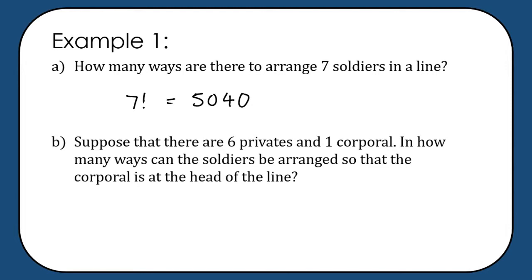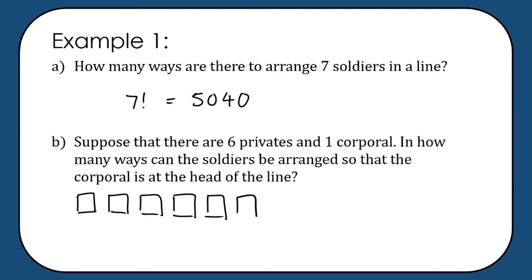different ways that the soldiers can line up. Okay, then we suppose that there are 6 privates and 1 corporal making up these 7 soldiers. So in how many ways can the soldiers be arranged so that the corporal is at the head of the line? Okay, so this time you want to think, alright, I've got my 7 spots, and you might not need to draw them all out. You might be able to think this through in your head.